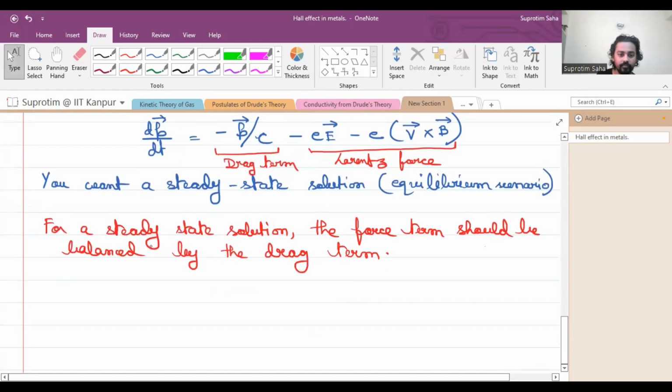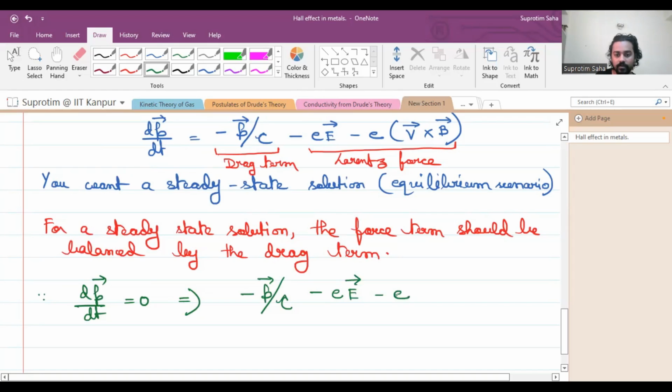So since dp vector/dt is 0, this implies minus p over tau minus e of E vector minus e, this is the electron charge, v cross B vector, which is 0 because B vector is 0.